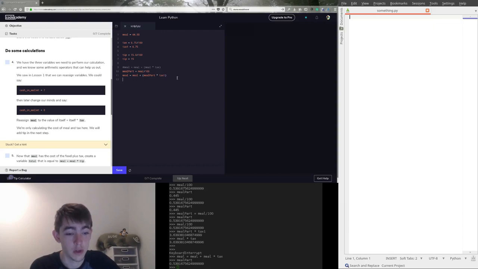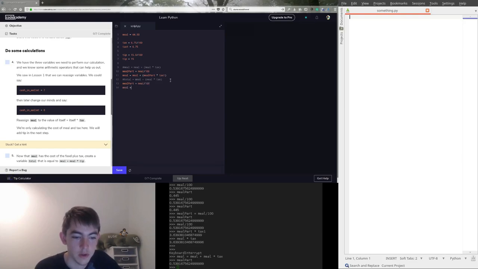Now for their way, they want meal gets, what do we put? Total. Total gets meal. I'll put in parentheses. By the way, the parentheses are just for me. I think it's prettier. Order of operations would do the multiplication first anyway, but it is definitely prettier this way. Then it's just going to be meal multiplied by tax, and we don't like their way, so yep. My way, you have to update meal part right here.